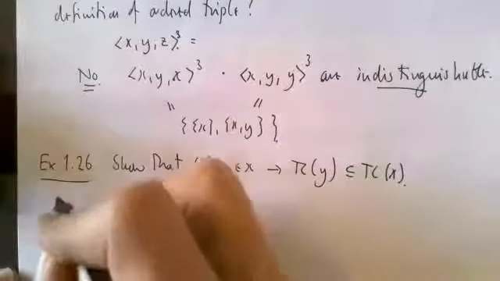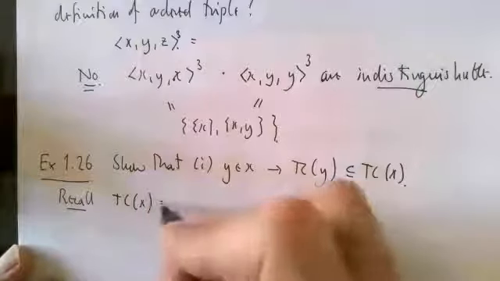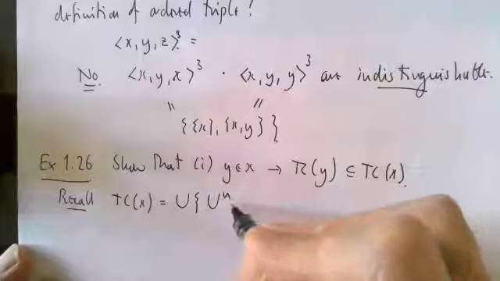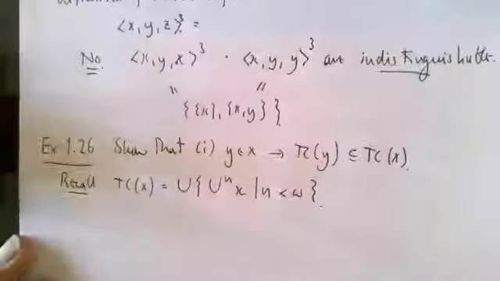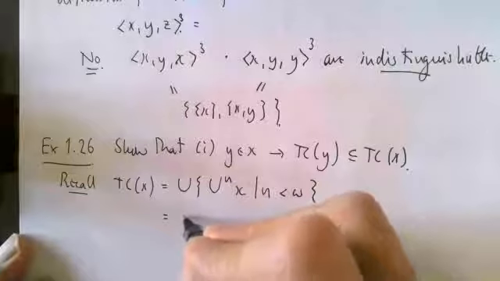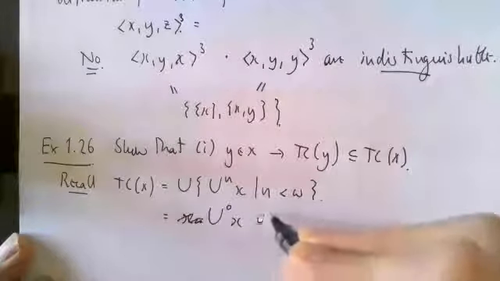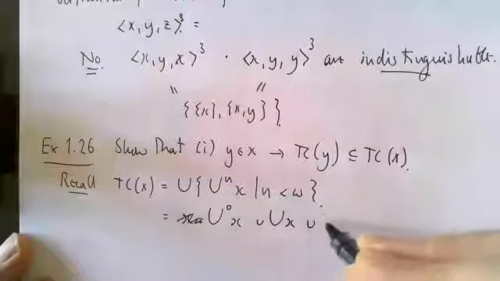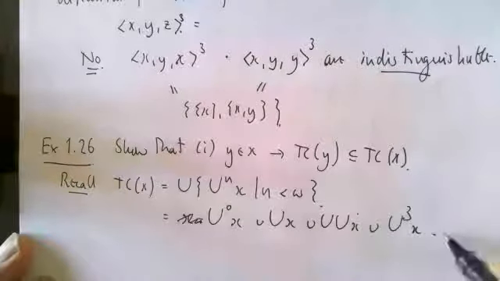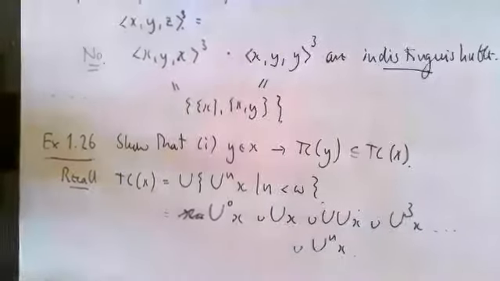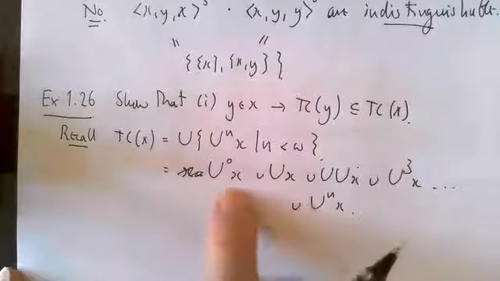So recall what transitive closure was. Transitive closure of X is the collection of all of these big U's repeatedly applied to X. So this equaled X, together with big U of X, together with big U of U of X, and then three times like this. So digging down further in the epsilon chains below X, right?